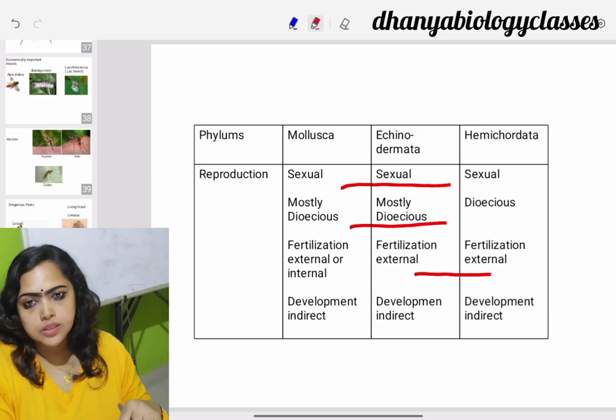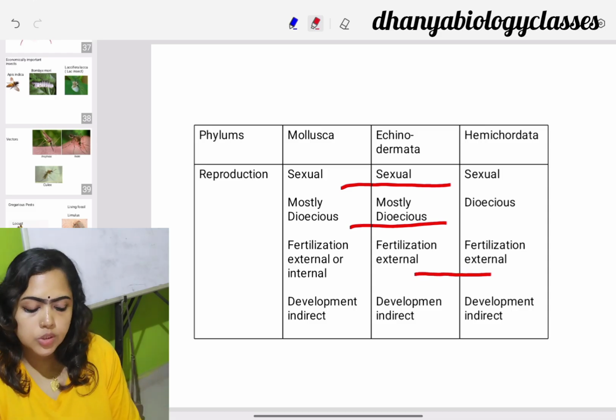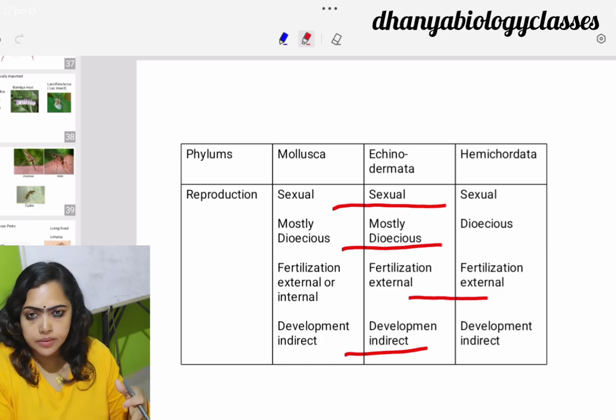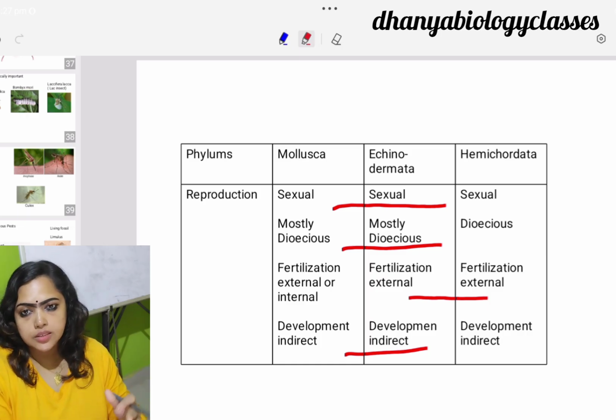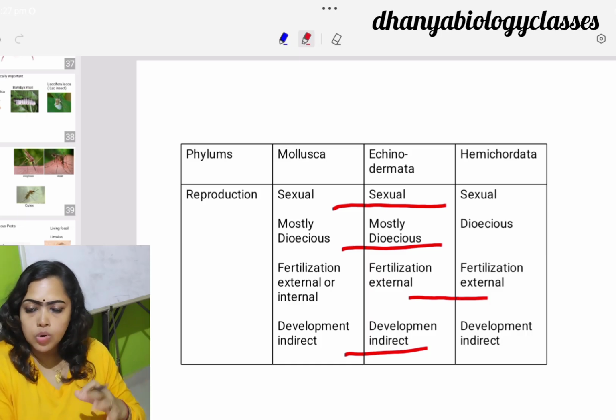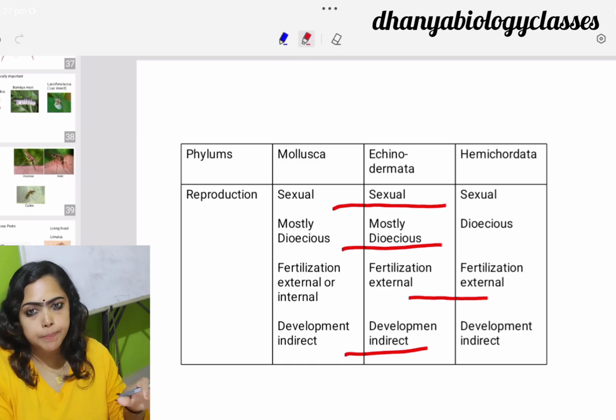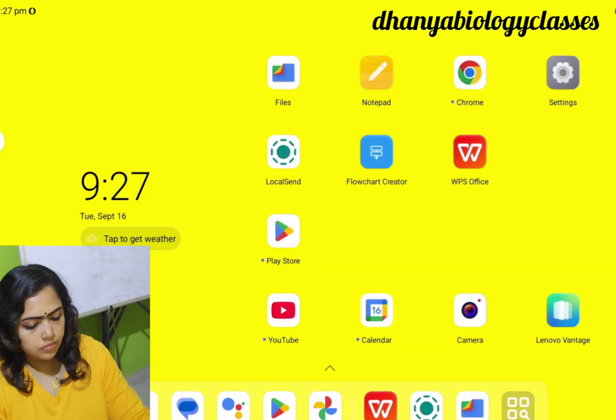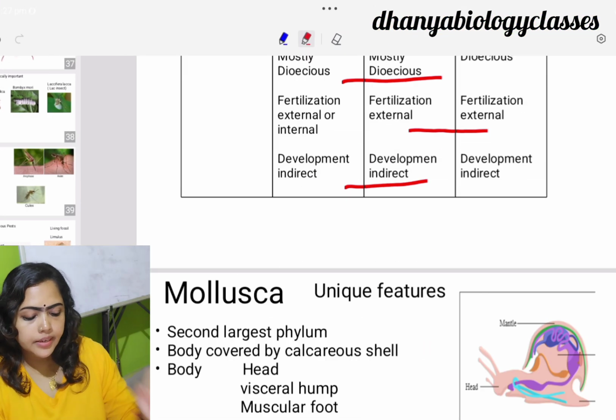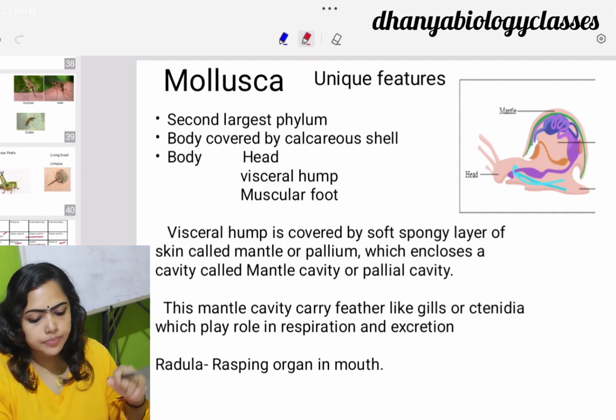And then their development, it is indirect. It means what? Before becoming an adult, an intermediate stage is there, that is, the larval stage is present. So all three phyla, which type of development? Indirect development. And then the unique features of each phylum.